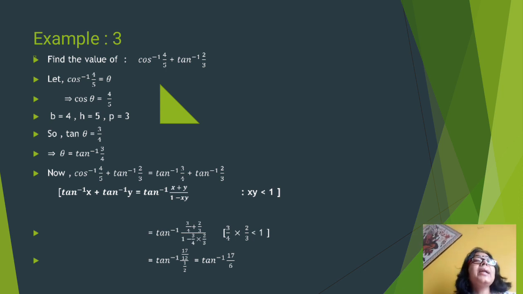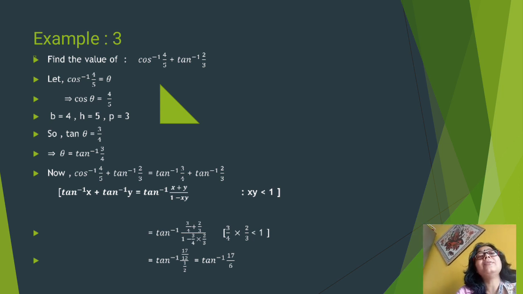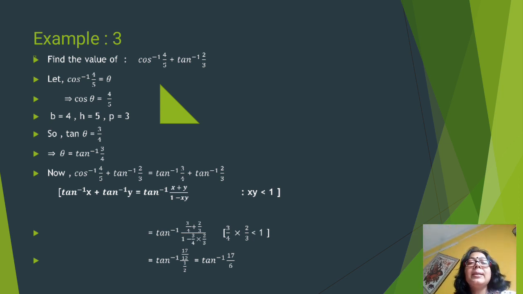So now we can use the tan inverse x plus tan inverse y formula. Formula is known to you and I have given here also. Tan inverse x plus tan inverse y is tan inverse of x plus y by 1 minus xy, where xy should be less than 1. So here we are getting 3 by 4 into 2 by 3. If we cancel 3 and 2 4, so half is always less than 1. So it is satisfying. That means we can use this formula, that is 3 by 4 into 2 by 3. After calculating we will get tan inverse 17 by 6.